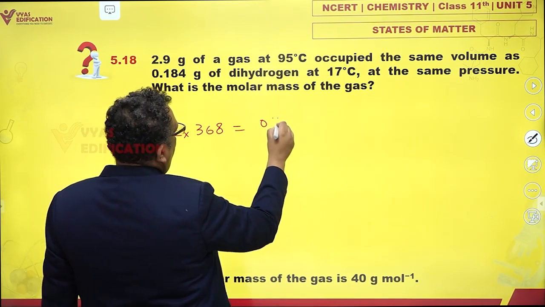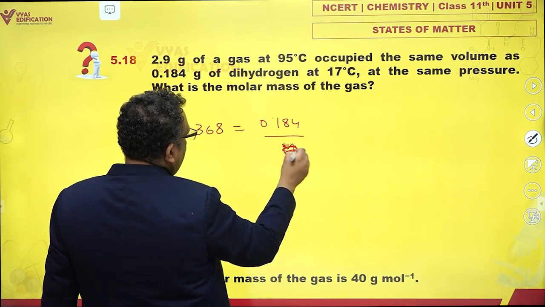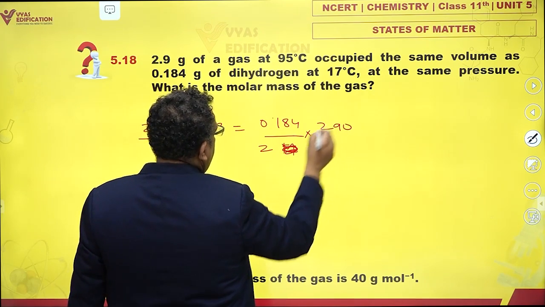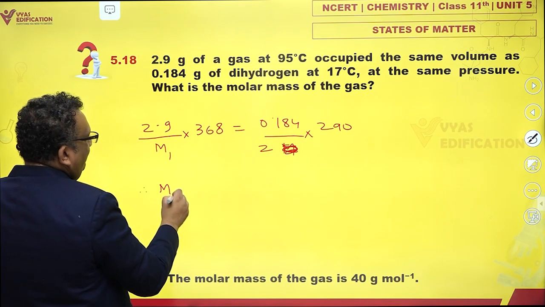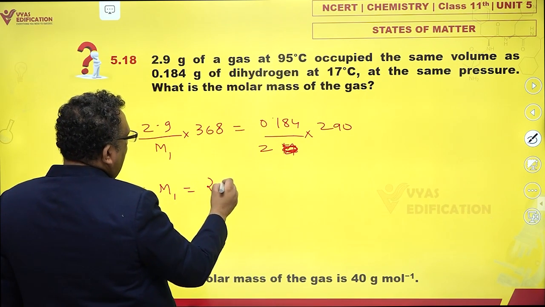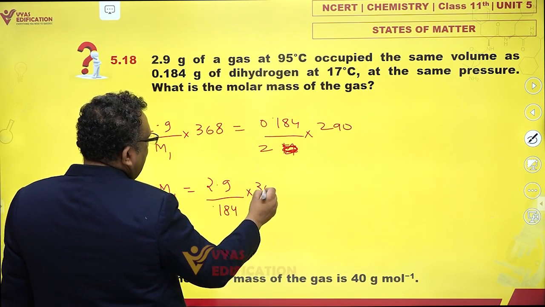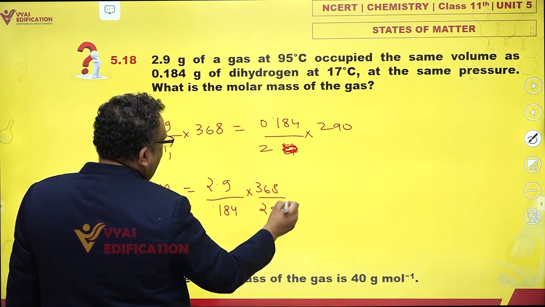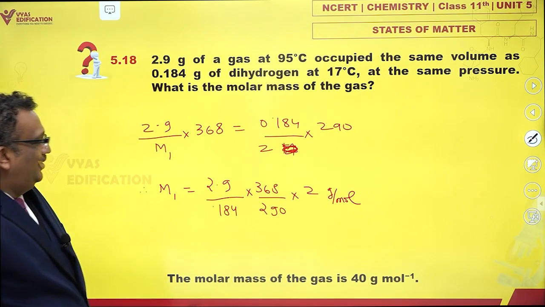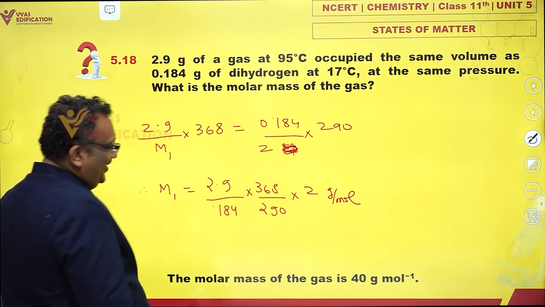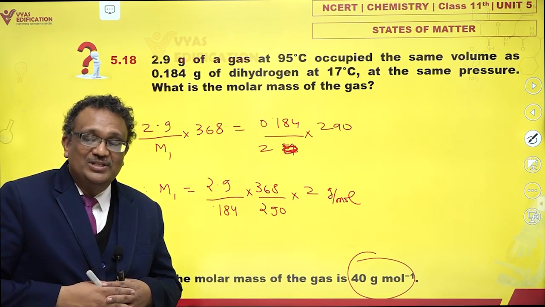0.184 grams of hydrogen. Molar mass of hydrogen is 2, and temperature is 290. That's it. So, M1 comes out to be 2.9 by 0.184 into 368 upon 290 into 2 grams per mole. Fascinating though it may sound, ultimately it comes out to be a very round figure of 40 grams per mole. The gas looks like argon.